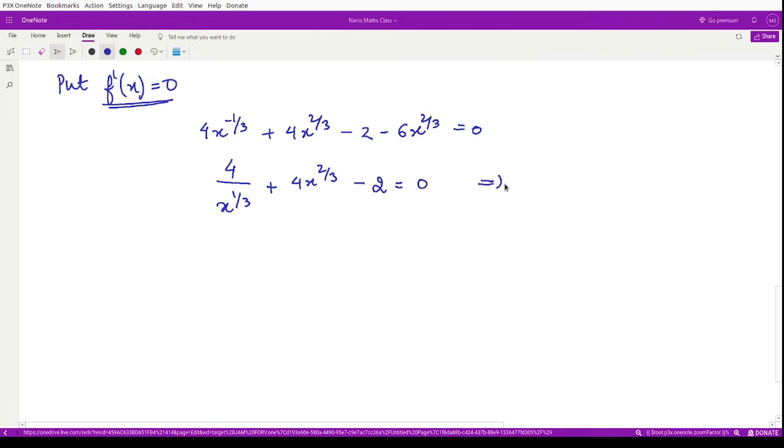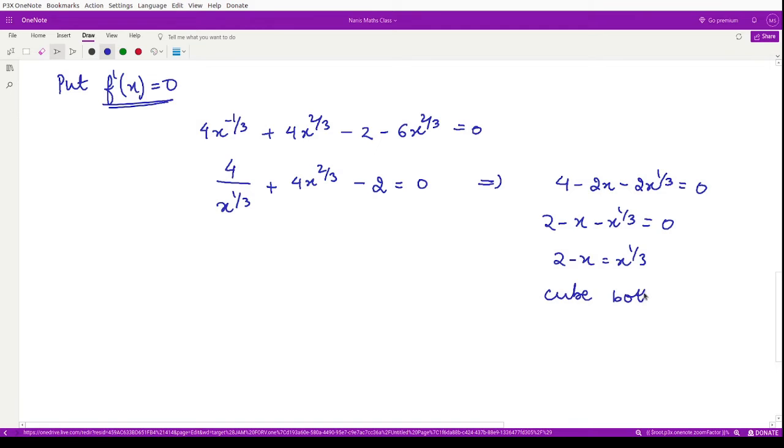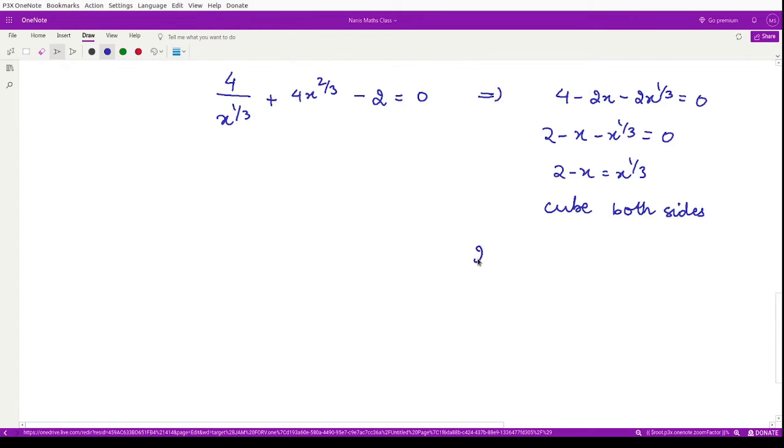So you obtain from here 4 minus 2x minus 2x to the power 1 by 3 is equal to 0, or you have 2 minus x to the power 1 by 3 is equal to 0, or you have x to the power 1 by 3. Now what you could do, you could cube both sides in order to get rid of this fractional power, the radical. So you would have 2 minus x to the power 3 is equal to x. So you may open this up. So you would have 8 minus x cube minus 6x into 2 minus x is equal to x.